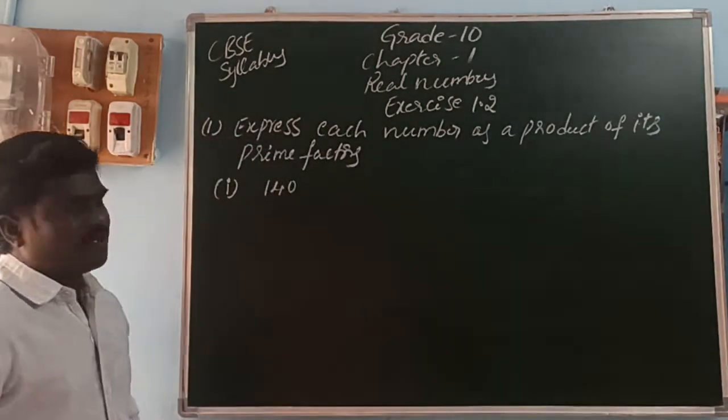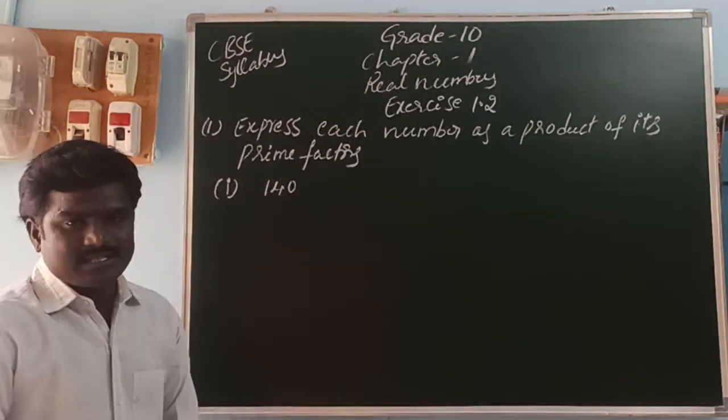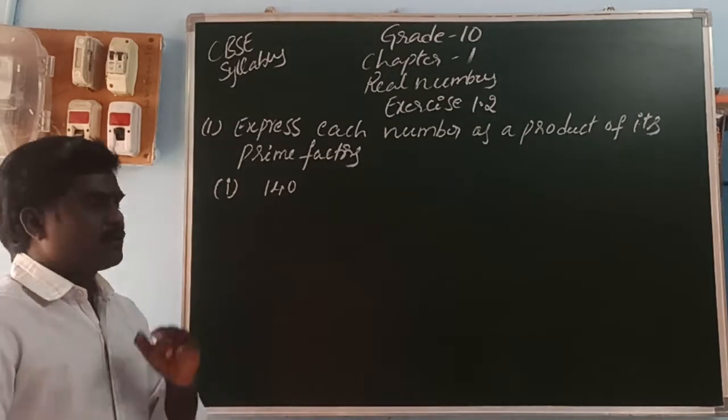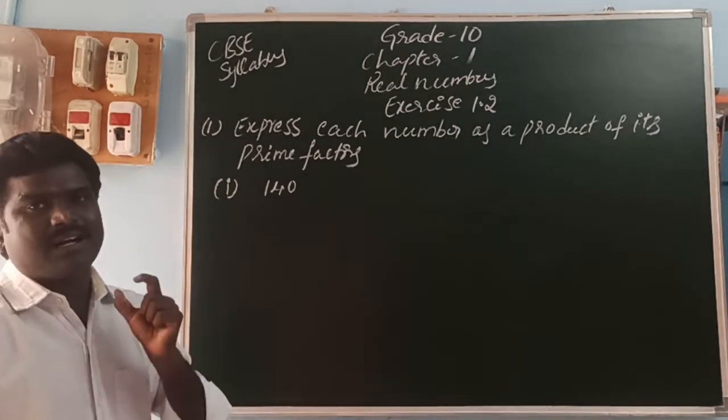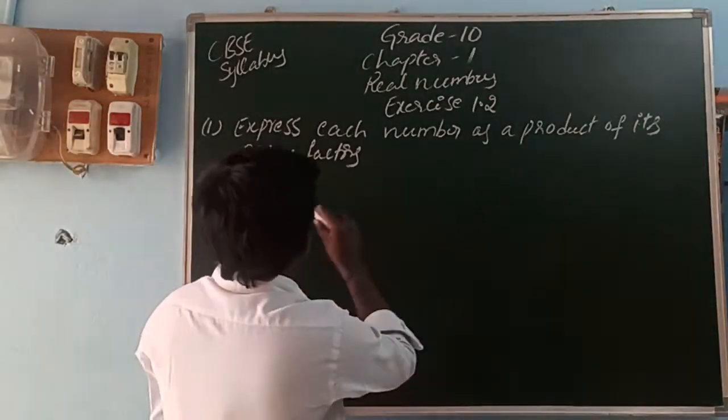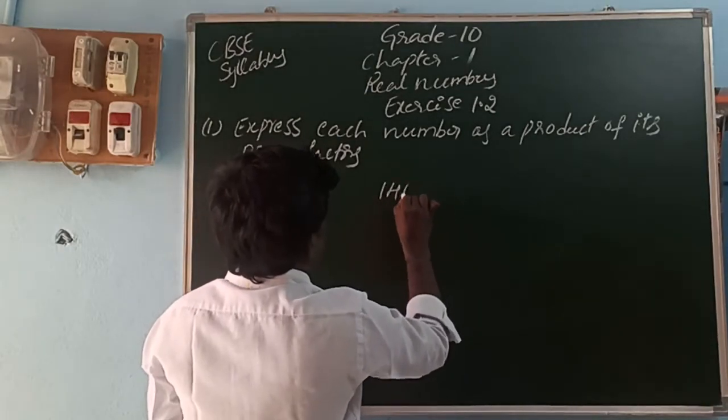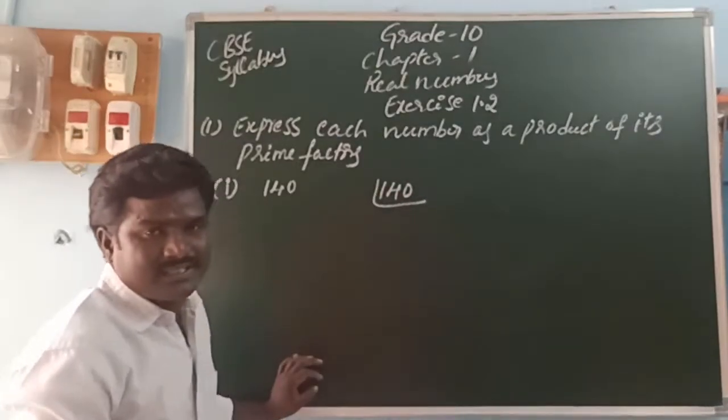So here, 140 we can write as a product of prime factors. How can we write it? There are two methods, the factor tree method and the division method. So here we can write 140 like this. We can divide with prime numbers.